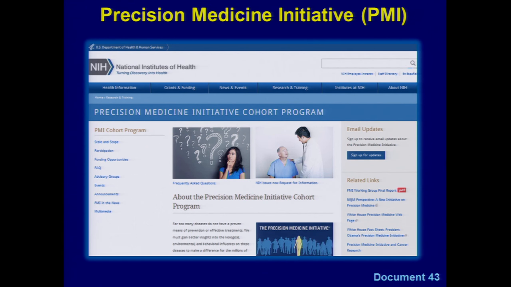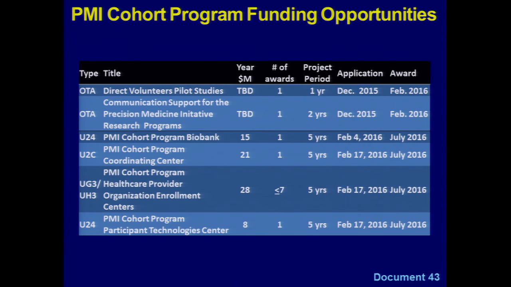NIH has been doing an excellent job of capturing and disseminating information about the PMI cohort program planning activities, in particular via this dedicated webpage. And I would urge you to visit this site to get the latest information, since it will continue to be the place to go for information on meetings, funding opportunities, and so forth. In fact, the first set of funding opportunities for the PMI cohort program was announced in November, and these opportunities are summarized in the table shown here.